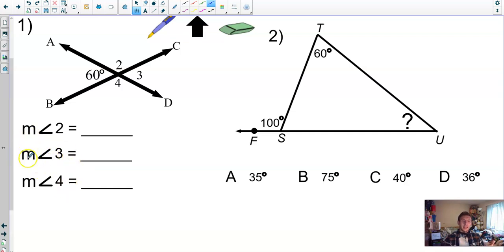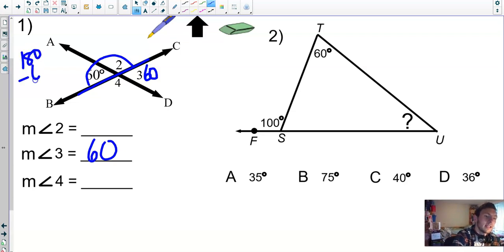When you see this, m angle 3, that just means the measure of angle 3. So the measure of angle 3 is 60 degrees, since 1 and 3 are vertical angles. And then I just need to figure out either 2 or 4. I'll just go with 2. Semicircle, straight line. That means they add up to 180. 180 minus 60 is 120. And so angle 4 must also be 120.